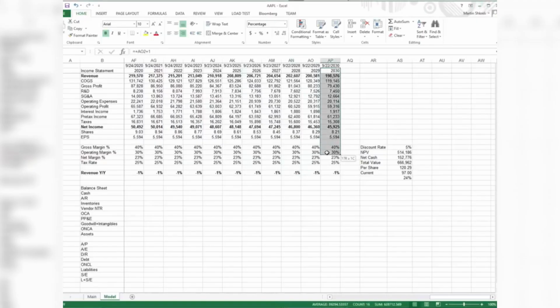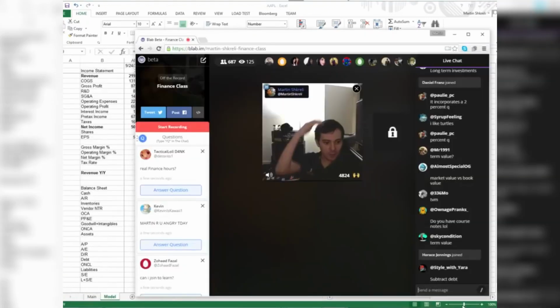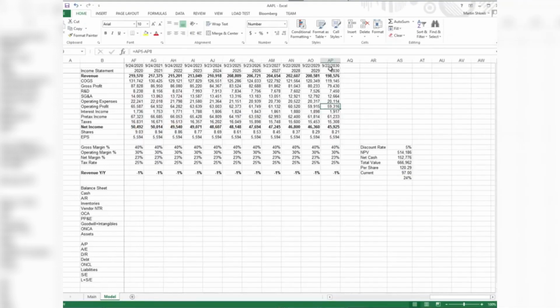This model ended in 2030. I don't know about you guys, but I hope to be here after 2030, and I'm sure Apple feels the same way. So I think that ending the company in 2030 doesn't make sense, right? They're going to be here in 2040 and 2050 and 2060, right? So we have to keep this going. But how do we keep it going?